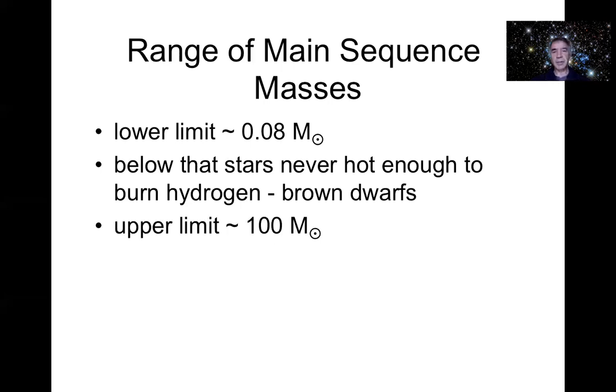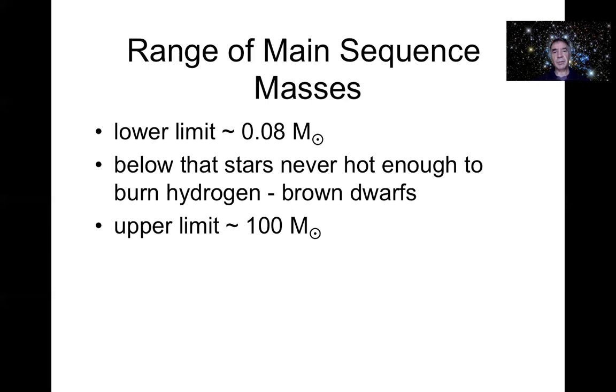What about the top end? The top end is a bit less well-defined, but around 100 solar masses. So what's happening there? Why do we not get stars more massive than 100 solar masses? Well, the clue is in that mass-luminosity relation that we just saw. The luminosity is going up with M to the 3.3, and at the top end of the HR diagram we're already up at 1 million times more luminous than the sun.